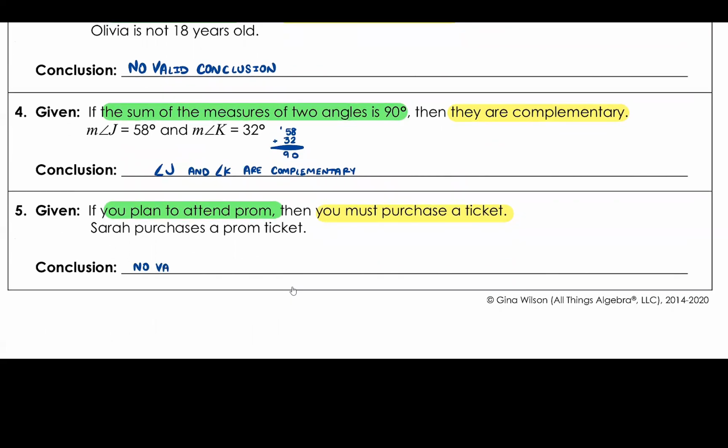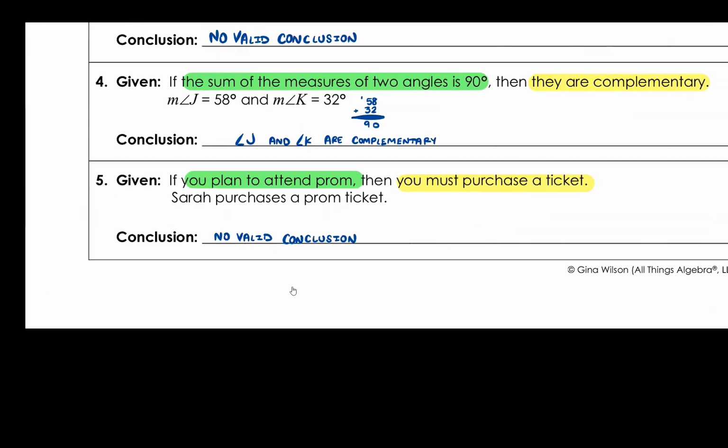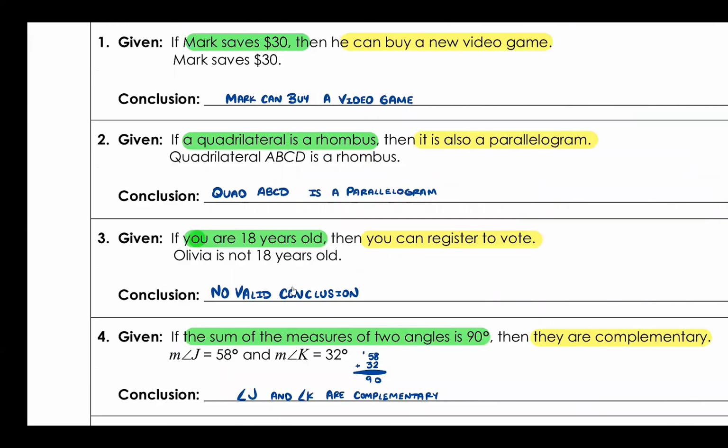What statement would have made this better? Sarah plans to go to prom. So what conclusion could we have drawn? She's going to buy a ticket. So it's all about that hypothesis. All right, so that's our law of detachment.